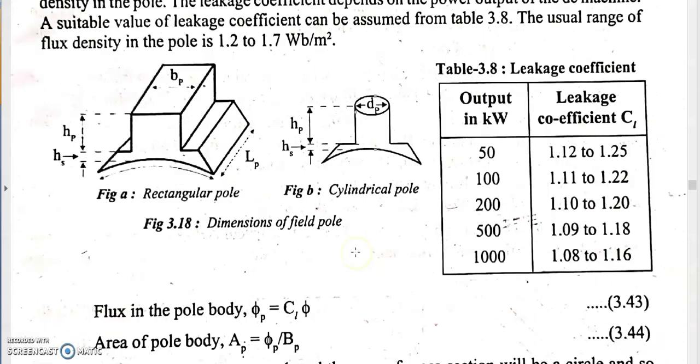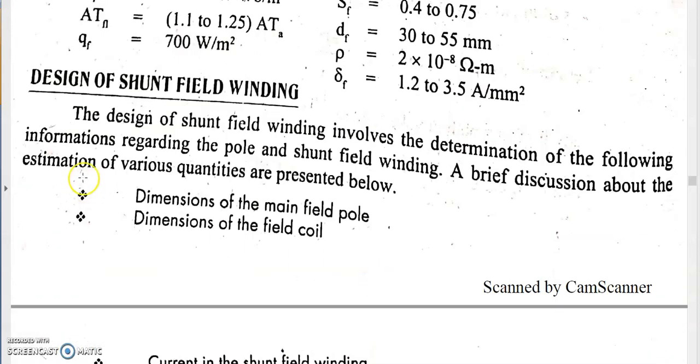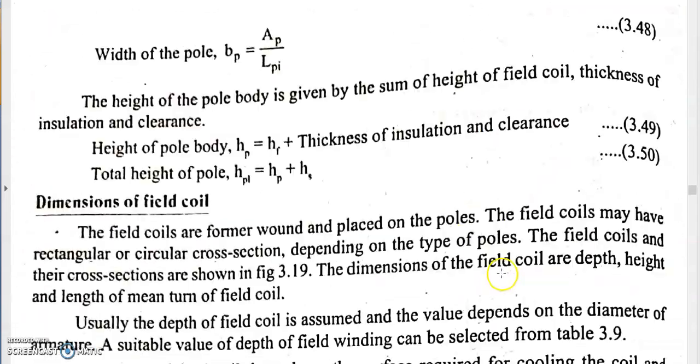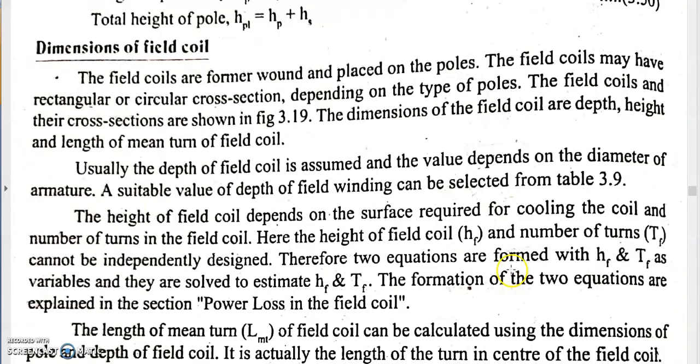So the first point we have completed in the design of shunt field winding, dimensions of the main field pole we have completed. Then we have to go to the dimensions of the field coil. Okay, dimensions of the field coil.